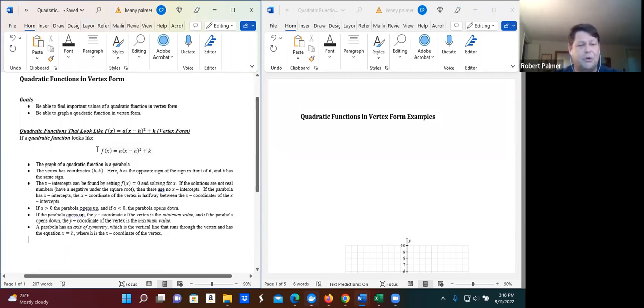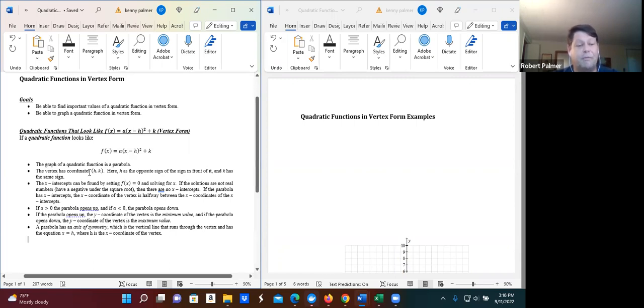So first off, let's take a look at what we mean by vertex form and also a quadratic function. Let's take a look at this function right here. It's quadratic because the highest power x is raised to is squared. That's what makes it a quadratic function. So let's talk about quadratic functions that look like this, which is called vertex form, and see why it's called vertex form. First off, the graph of a quadratic function, no matter what form it's in, is always a parabola.